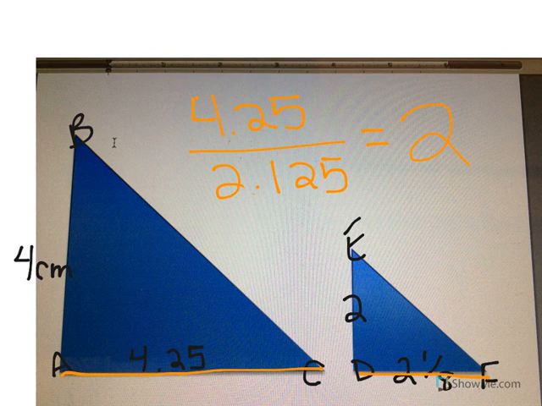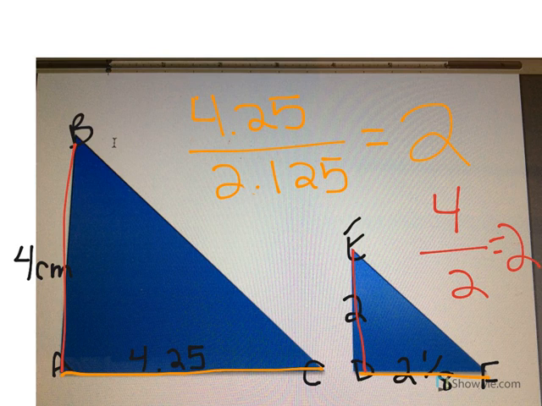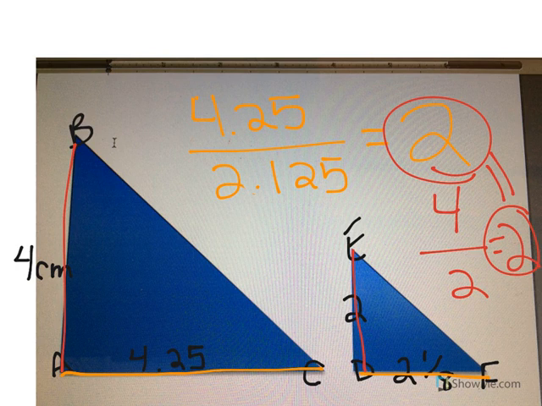So we're going to check that ratio between the other pair of corresponding sides that I have measurements for. And that's AB to DE. So if I look at AB to DE, that's 4 over 2, which is much easier to see, equals 2. And because I got 2 and 2, and they're equal, these two triangles are similar. That means the scale factor between these two triangles was 2.